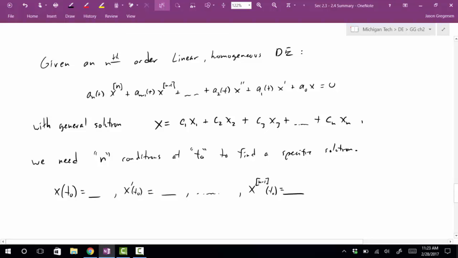But I need one solution. I need one solution that fits my specific problem here. How do I find a specific solution? I need n conditions at t sub 0 to figure out my constants. What do my conditions look like? They look like x of that initial time, x prime of that initial time, x double prime of that initial time. I know everything there is to know about this guy right now. And if I put in all those conditions, I can find a solution so that I can figure out what x looks like at later time values.